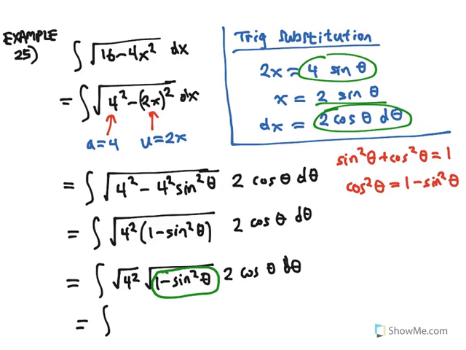And of course, the square root of 4 squared is 4, and we have 4 times 2 is 8, and because that is a constant, we can factor it out from the integrand, and we will have 8 times the indefinite integral of the square root of cosine squared theta times cosine theta d theta.